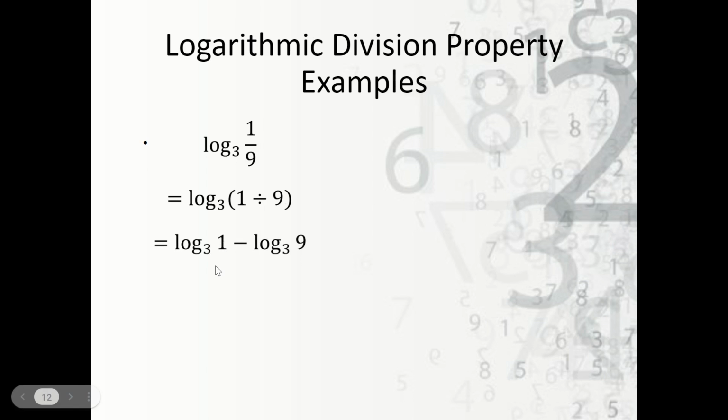Well, we know anything to the 0 power is equal to 1. So 3 to the 0 power equals 1, so that's 0. And then 3 to the second power equals 9. So we end up with 0 minus 2, which is -2.